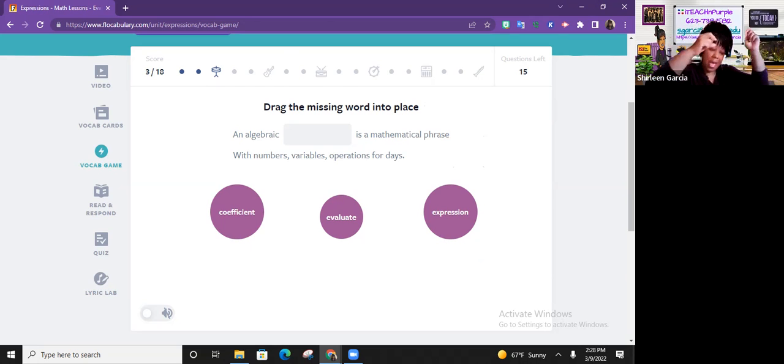Don't make me get my vocabulary on. An algebraic blank is a mathematical phrase with numbers, variables, operations for days. What was that word? What are we learning about today? It's a phrase, it can't be solved. You know it, don't be scared. Is it coefficient, evaluate, or expressions?